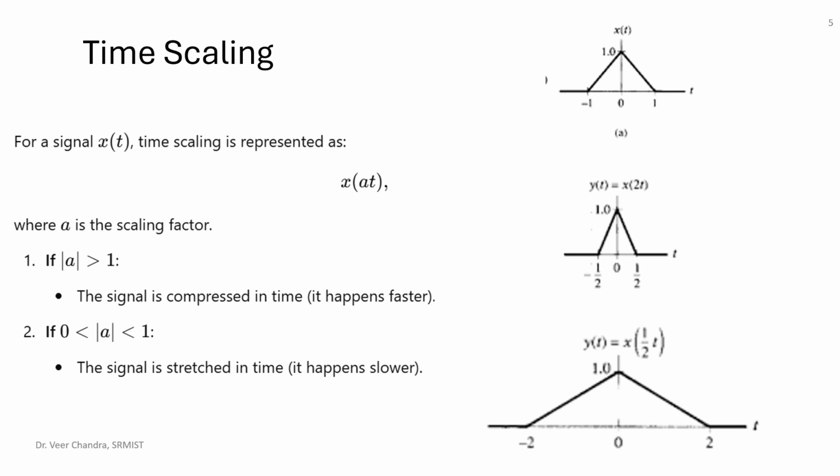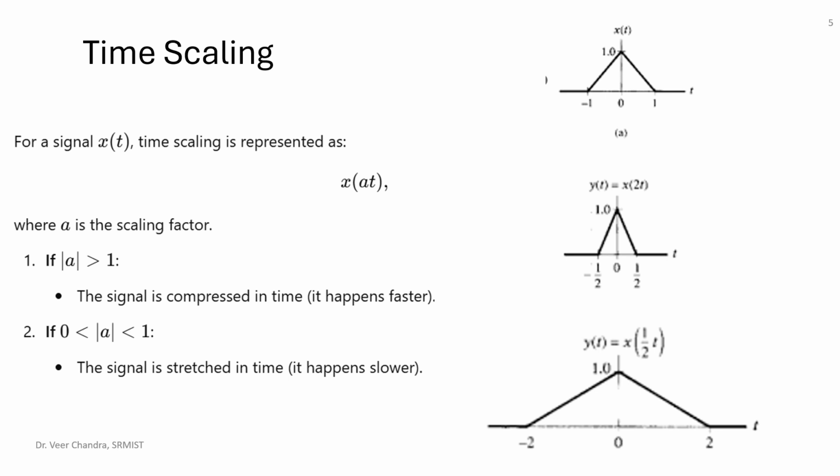So the signal has been compressed by a factor of 2, and now the intercepts on the x-axis are minus half and plus half instead of minus 1 and 1. So 1 becomes half and minus 1 becomes minus half. Why is it so? Because previously the original signal was x of t, and now the scaled signal is x of 2t.